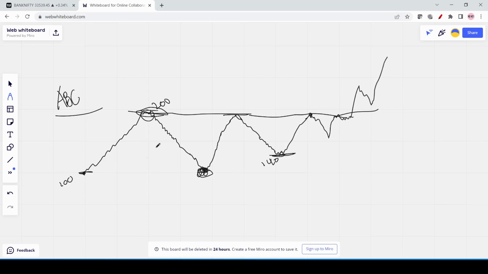So what are these different psychologies, right? When we buy here, whenever we reach the 200 level, we have the psychology of fear, the feeling of fear.